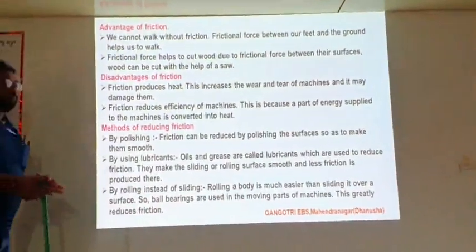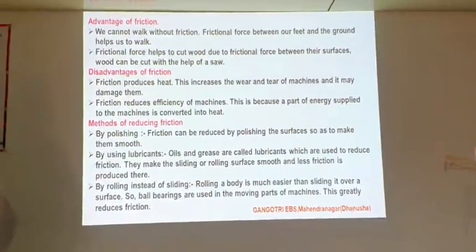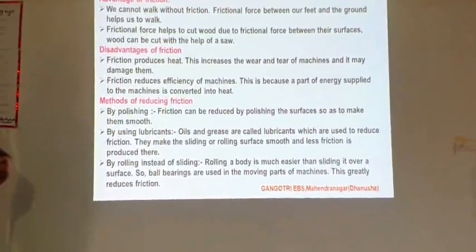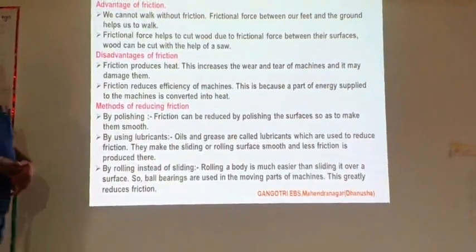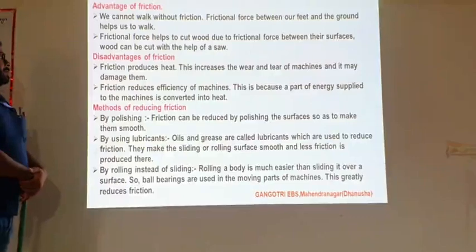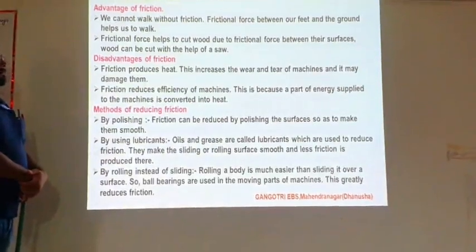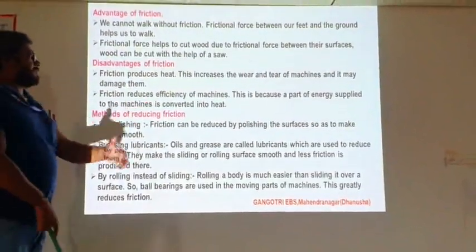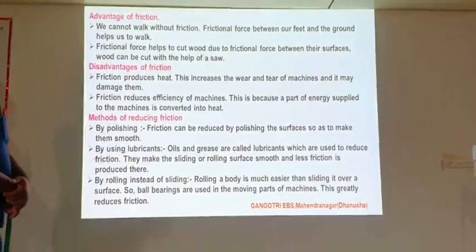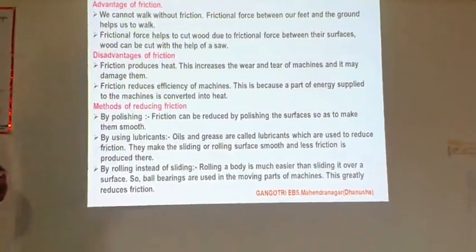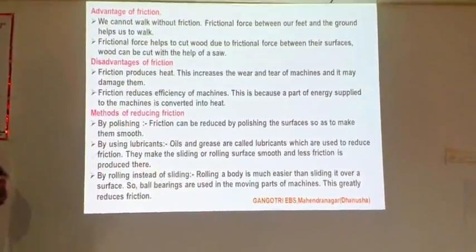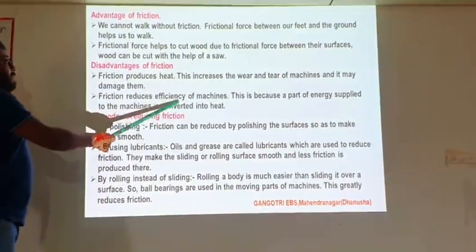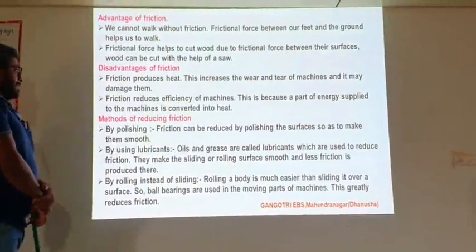And you know that due to the heat, it increases the wearing or tearing of the machine, or it may also damage the machine. Another is that friction reduces the efficiency of the machine. It is called reduced efficiency because a part of the energy supplied to the machine is converted into heat, so it reduces the efficiency of the machine.